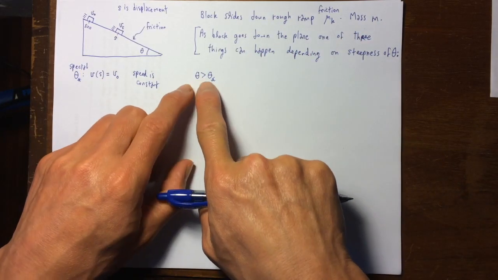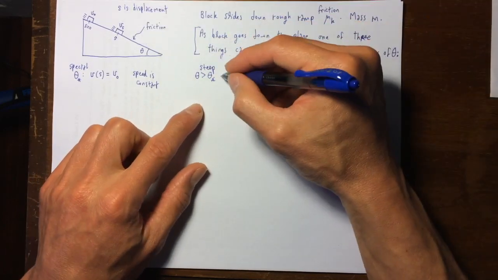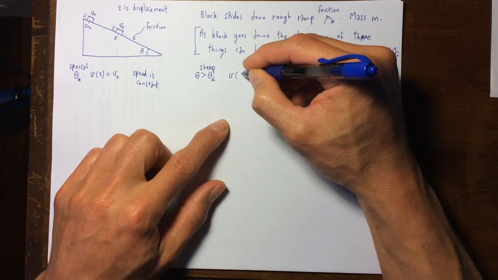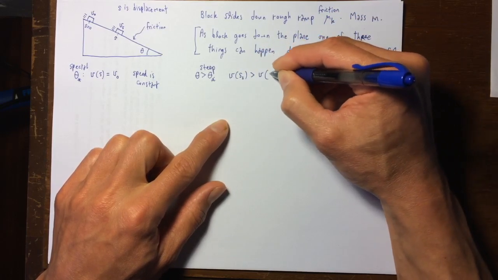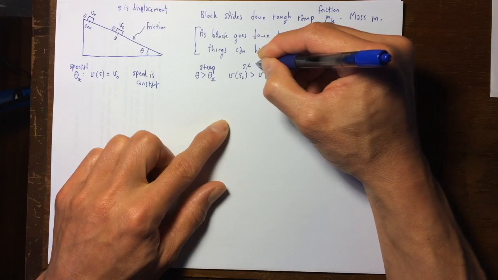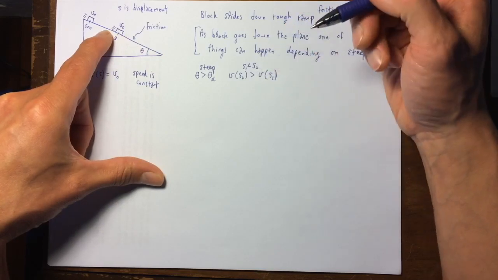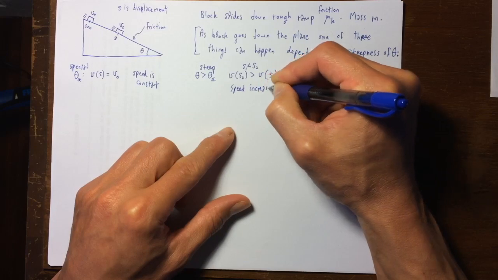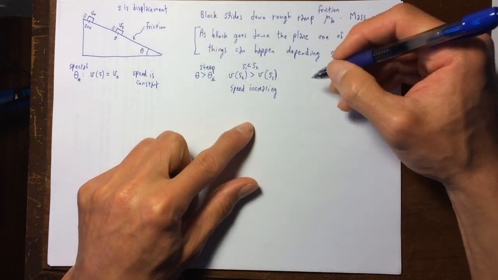Here is the next one. If we have a steep angle of inclination, then what we expect is the velocity at S2 will always be bigger than the velocity at S1, where S1 is smaller than S2. That is, S2 is further down the plane than S1, for example. The speed is increasing. As the block goes down the plane, it speeds up for steep angles.